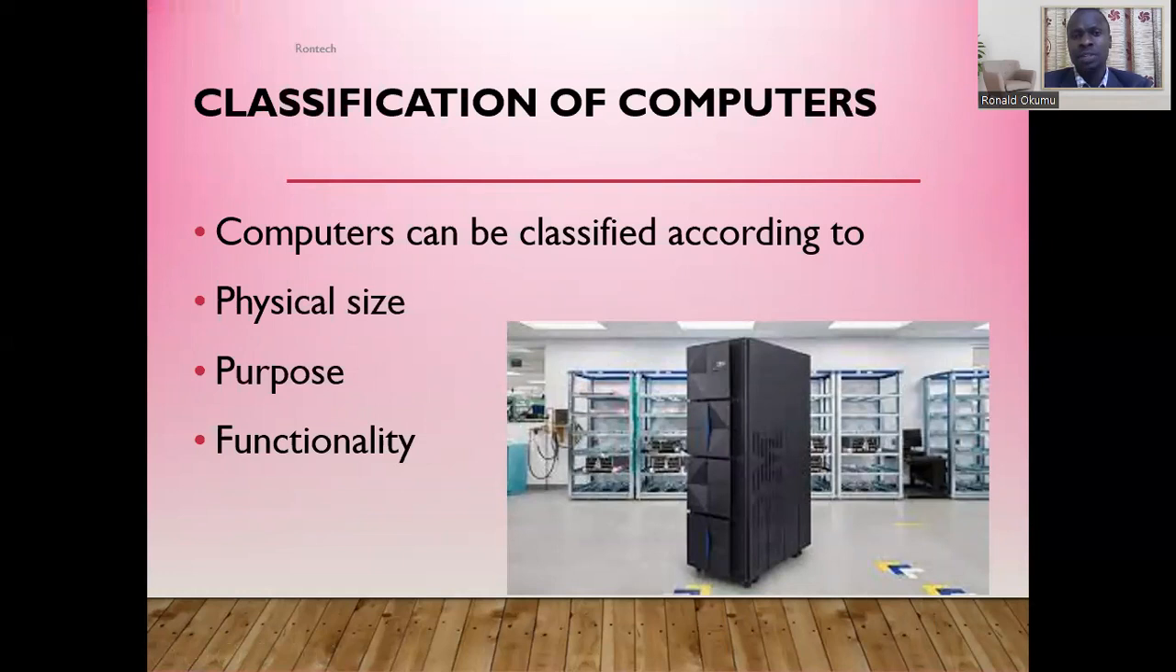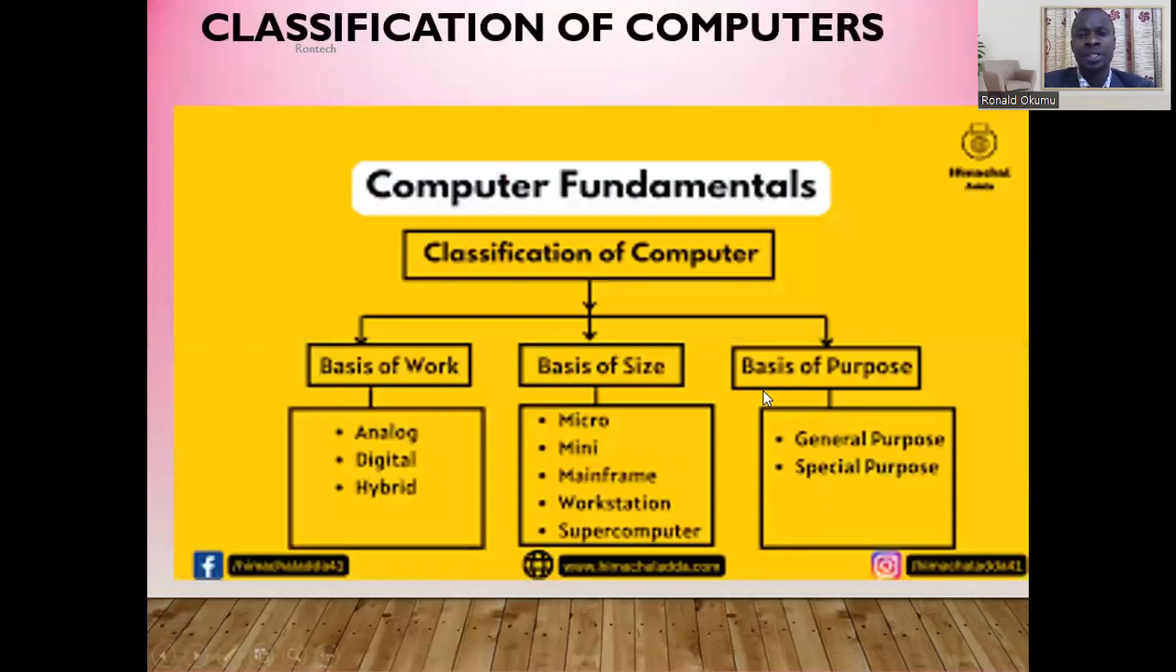Let's also look at the classification of computers. You can classify computers either according to size, or according to purpose and functionality. I have also tried to highlight just a summary of how computers work. For example, we have computer classification on the basis of work, on the basis of size, as well as on the basis of purpose. Starting with the work, we have analog computers, digital computers, and hybrid. The hybrid is a mix of the two, both the analog and the digital.